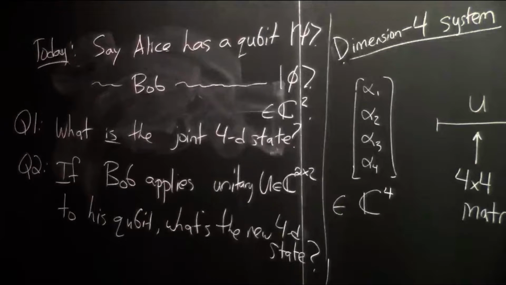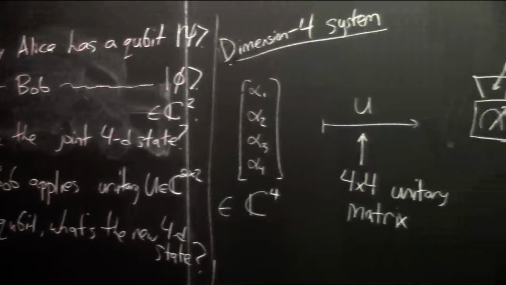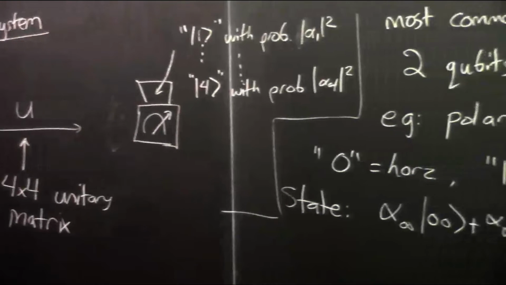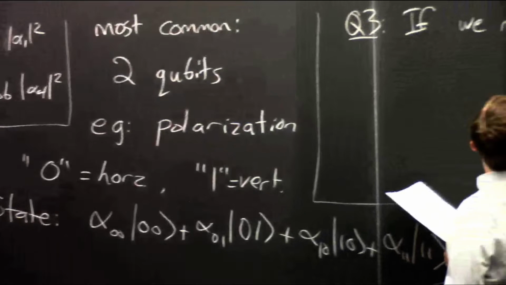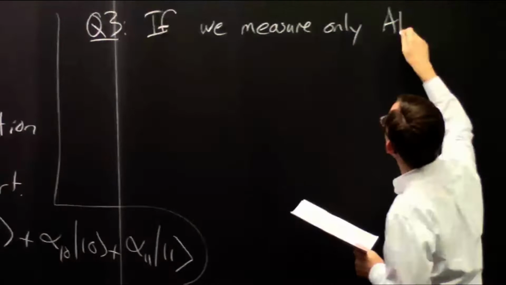And there's also the part, generally at the end of an experiment or a quantum computer, where you measure your particles. This question I won't talk about today; I'll talk about it next time. But it's the analogous question: let's say we measure only Alice's qubit, what happens?